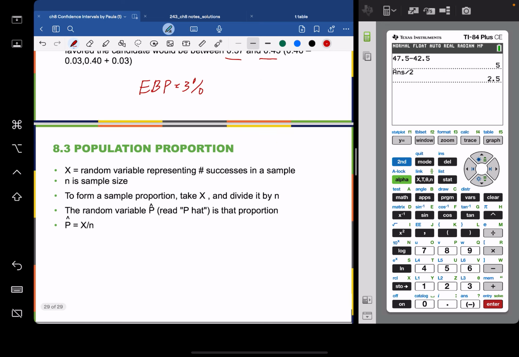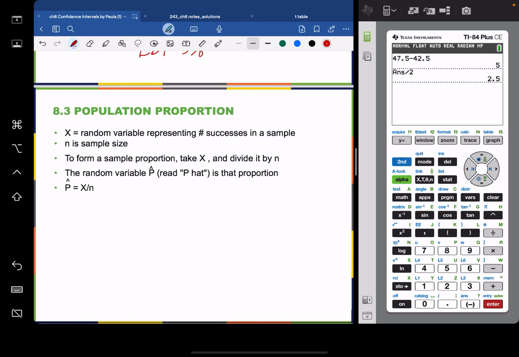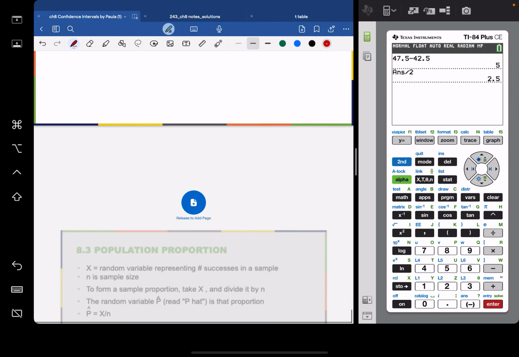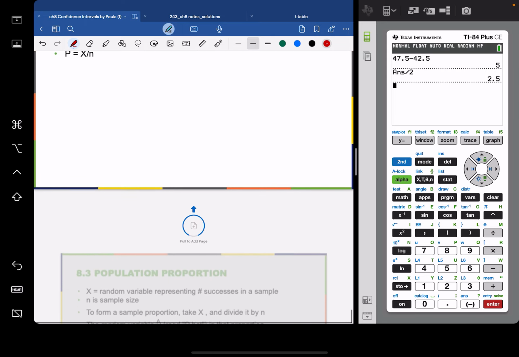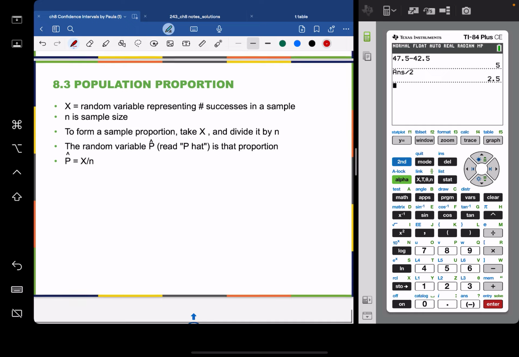So we'll work through this process together. To form a sample proportion, take x and divide by n. Well, we knew that. And then P hat is that proportion, x over n.